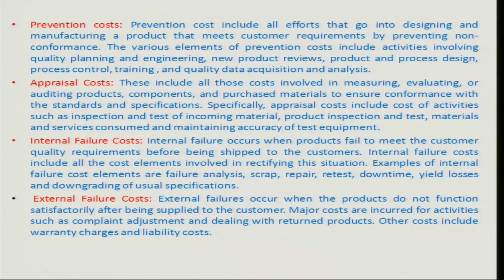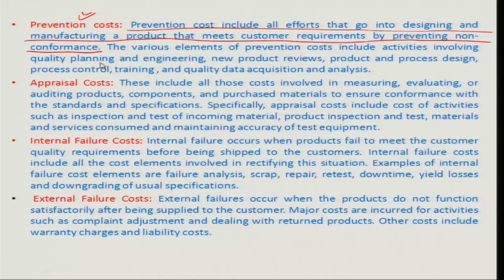So the prevention cost includes all efforts that go into designing and manufacturing a product that meets customer requirements by preventing non-conformance. Okay, so you introduce checks and balances everywhere. For example, while the product is being designed or the process is being designed, we have to have enough scope in the design for quality planning and quality engineering.